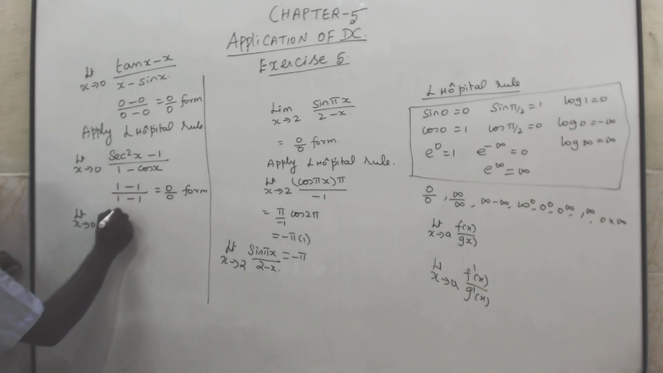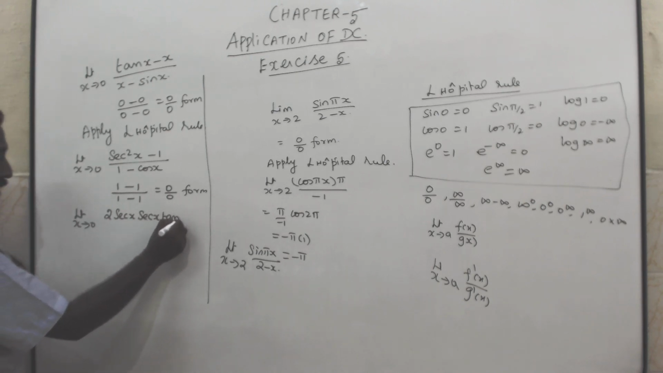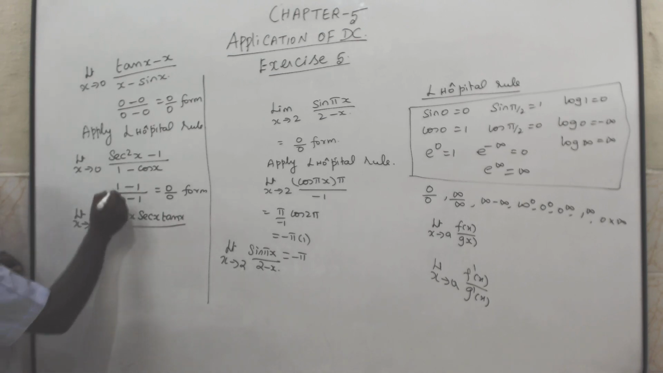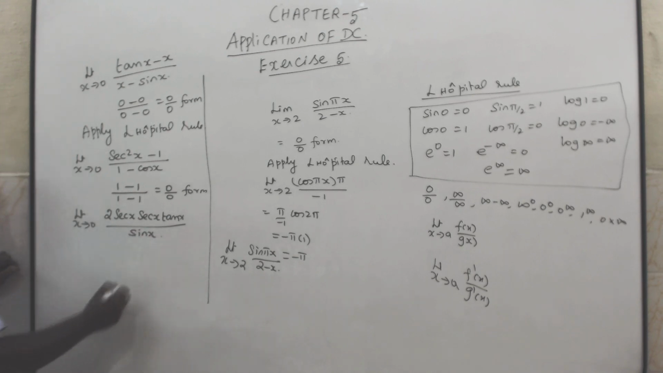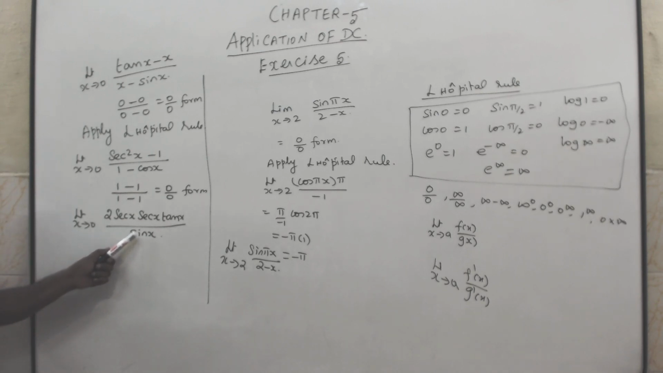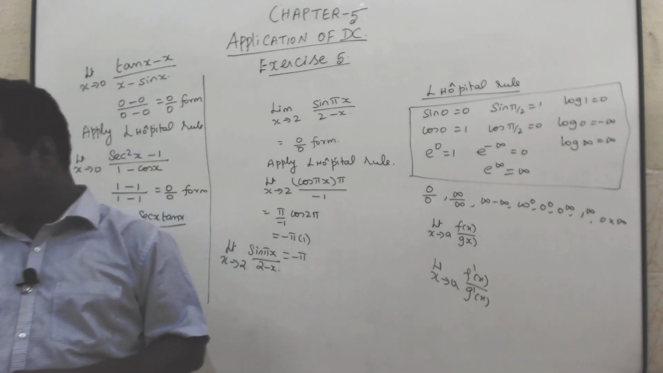Secant square x differentiation is 2 secant x, and secant x differentiation is secant x tan x. Denominator: 1 differentiates to 0, cos x differentiation is minus sin x, that's why plus sin x. Now limit x tends to 0, 2 secant square x tan x by sin x.